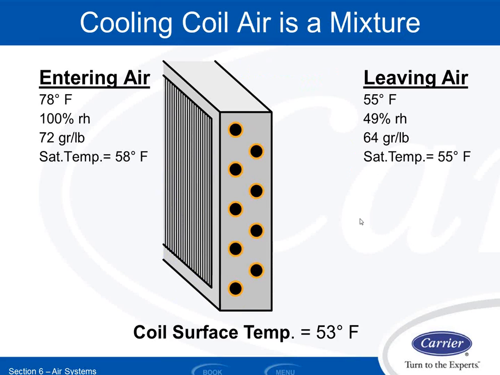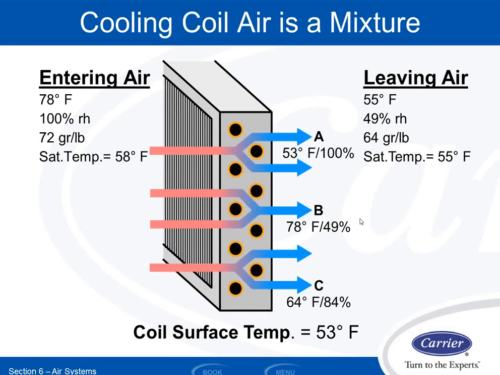So let's talk about some of that bypassing air. The air is a mixture. As it's showing here, some of those air molecules are going to touch the surface area of a coil or a fin and get cooled and dehumidified. Some are going to skate through scot-free and not be touched at all, and those are going to mix back together. In this case, I had to get my coil surface temperature down to about 53 degrees in order to get a mixed condition of 55 degrees.